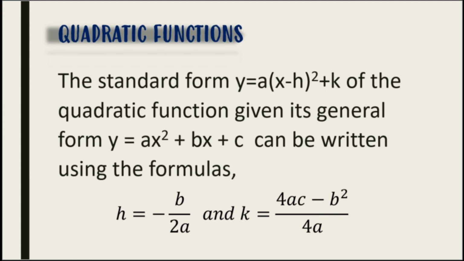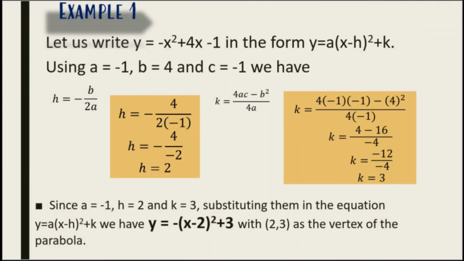So the first thing to do is identify the values of a, b, and c. Let us write y is equal to -x squared plus 4x minus 1 in the form y is equal to a quantity x minus h quantity squared plus k, or the standard form of the quadratic function. Again, for example 1, let us write y is equal to -x squared plus 4x minus 1 in the form y is equal to a quantity x minus h squared plus k, or the standard form.